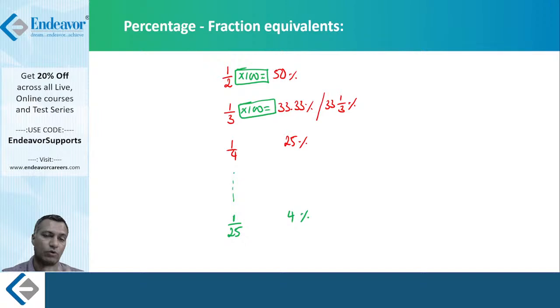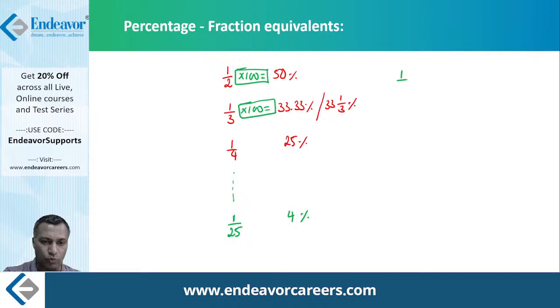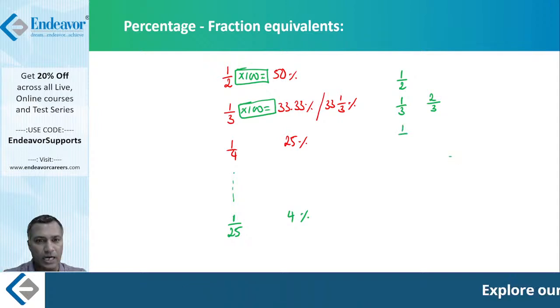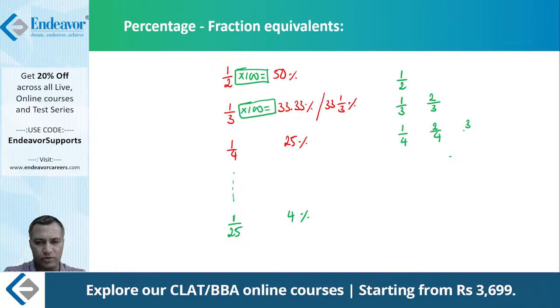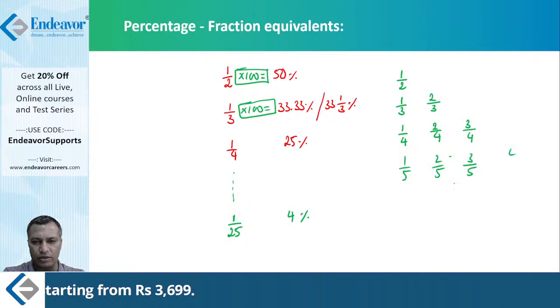So it's better to learn something like this. Learn 1 by 2, learn 1 by 3 and 2 by 3, learn 1 by 4. You can learn it only for the relative prime numbers. If you don't understand what is co-prime, don't worry. So learn all of this: 1 by 4, 2 by 4, 3 by 4. Learn 1 by 5, 2 by 5, 3 by 5, and 4 by 5. You may be wondering, why not 5 by 5? 5 by 5 is 100%, which we all know.